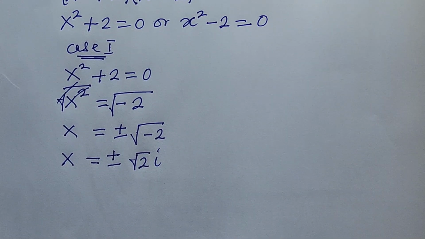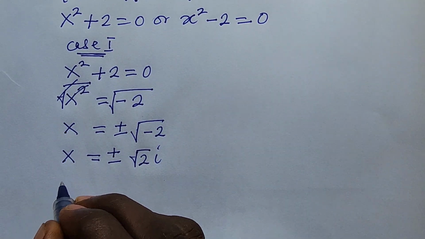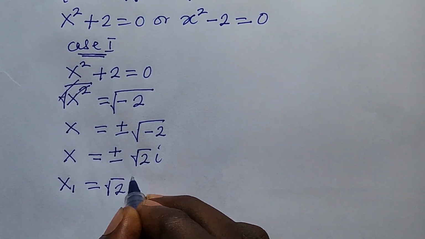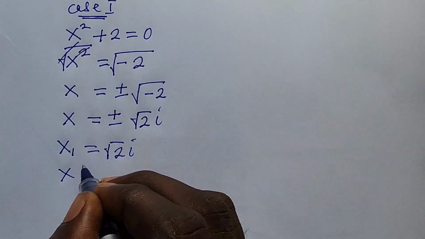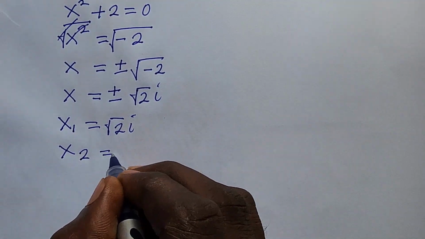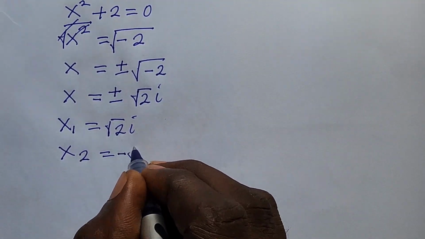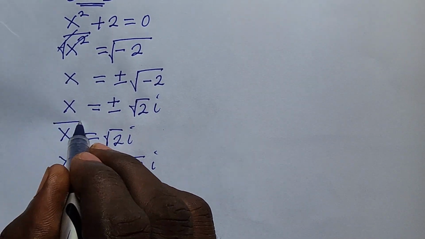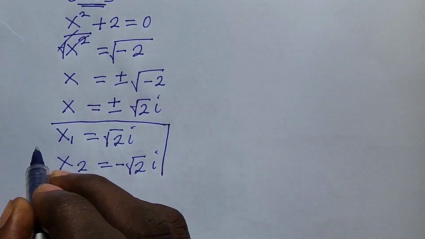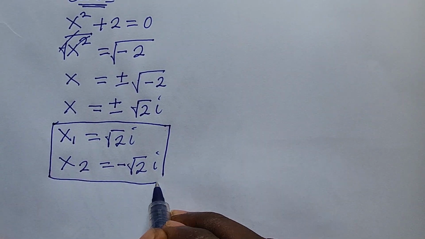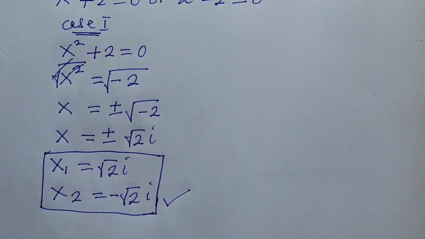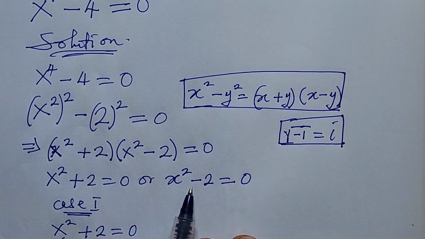Right? Good. So we have two solutions from here. So we have x1 is equal to the square root of 2 iota, and x2 is equal to minus the square root of 2 iota. So we've gotten two roots from our exponential equation. So let's keep this. Now let's go to our case 2. Look at our case 2 here.